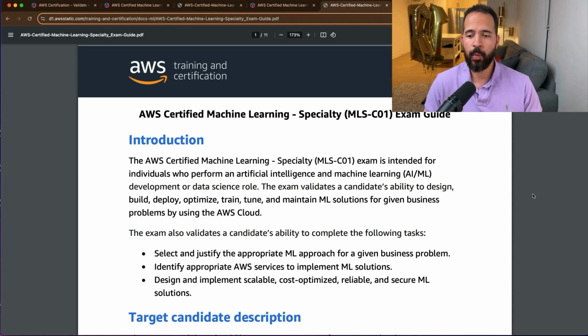This exam is going to validate your ability to complete these tasks. Select and justify the appropriate machine learning approach for a given business problem. Identify appropriate AWS services to implement those ML solutions, and design and implement scalable, cost-optimized, reliable, and secure ML solutions.